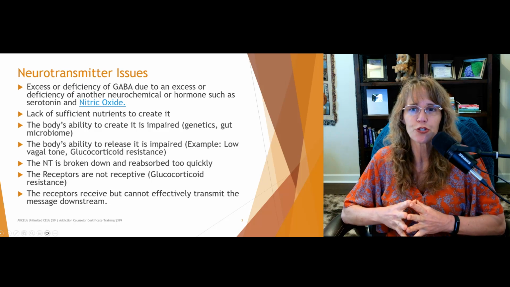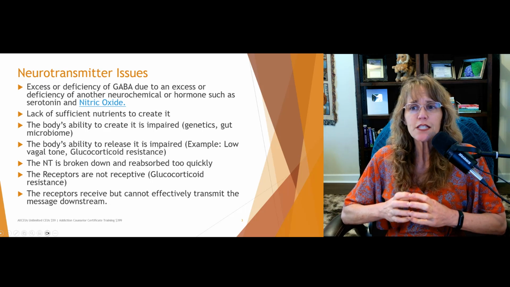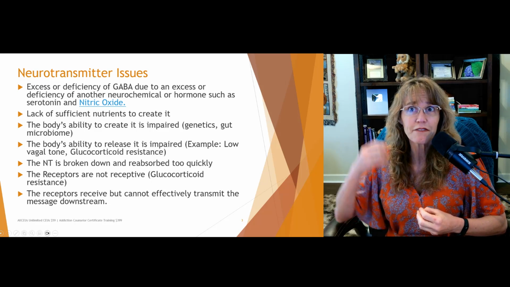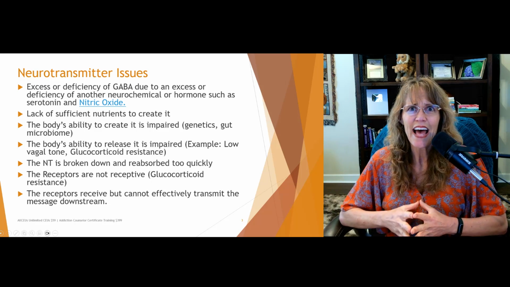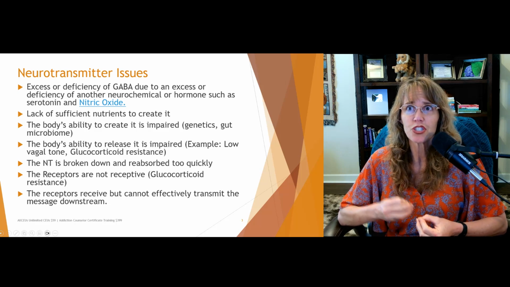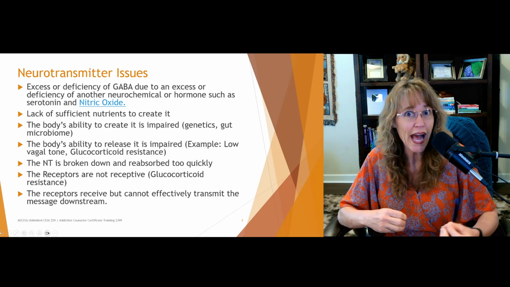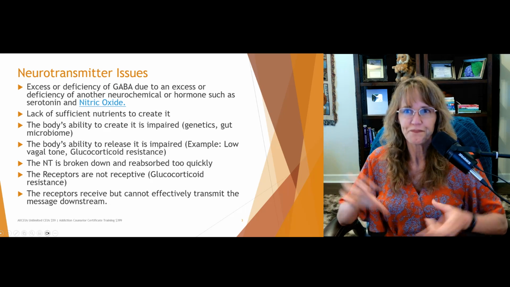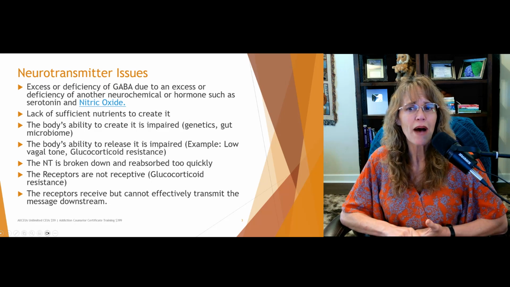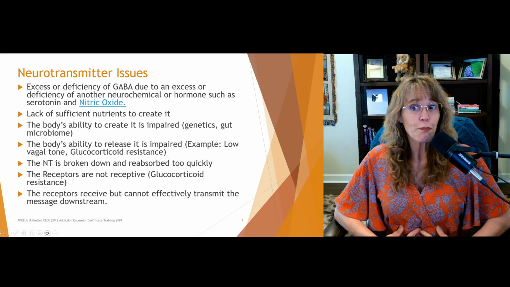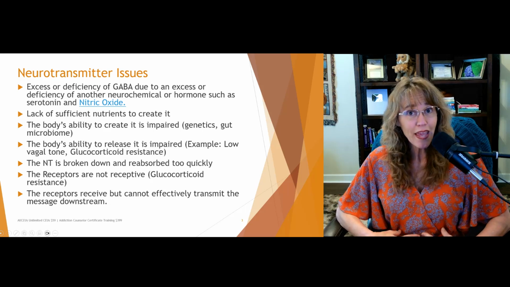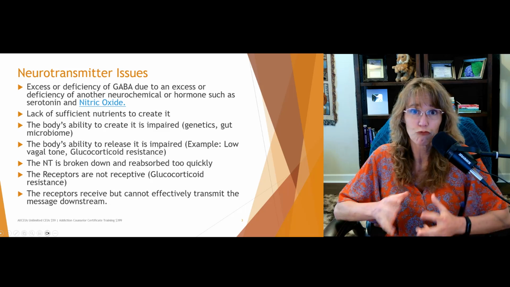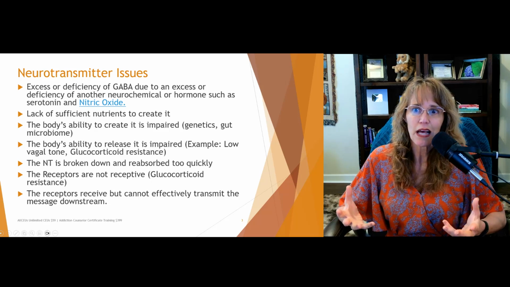and releases certain neurotransmitters. The body's ability to create the neurotransmitters could be impaired. You could have faulty genes so you don't produce as much serotonin or you don't produce as much GABA as you quote unquote should. And again, the gut microbiome could be impaired, which means your body can't make the neurotransmitters. If the workers aren't there to break down the food and reassemble them, then you're kind of out of luck.